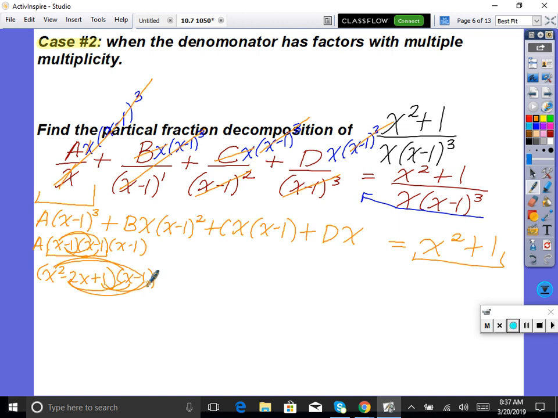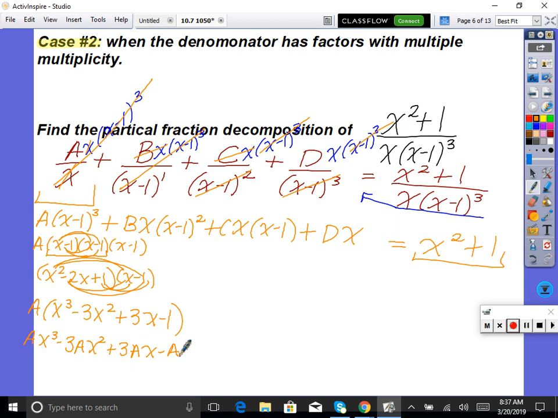Can I just tell you what that answer is so that we can save time? So we're going to have an a, then once I've done all that and combined like terms, I'm going to have this: x cubed minus 3x squared plus 3x minus 1. So now I'm going to distribute my a in. So that's ax cubed minus 3ax squared plus 3ax minus a. Now I've distributed my a in.